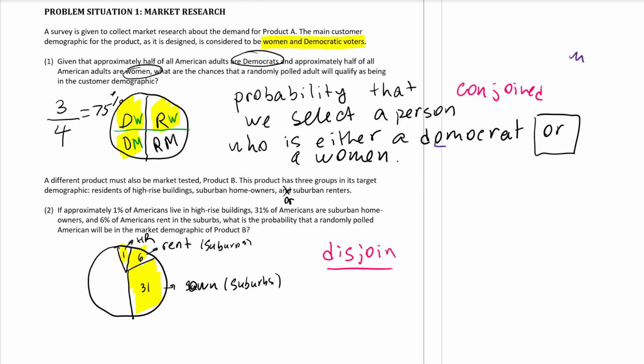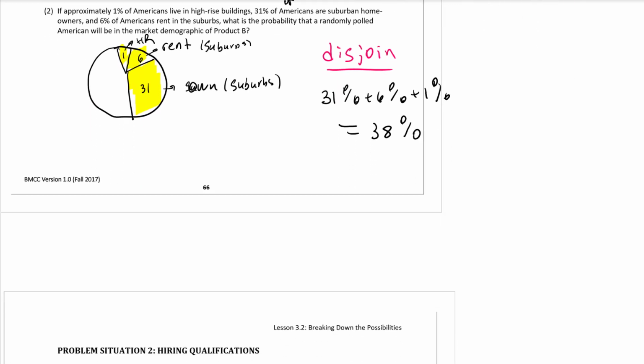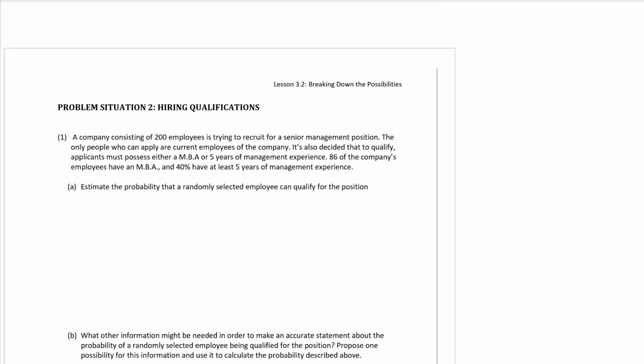When you have disjoint events and you just want to calculate the probability, you just simply take those percentages and add them together. So you got 31 plus 6 plus 1, and that gives us the probability of 38%. You just add all the groups. Okay, and that happens when you have events that are disjoint. Let's move on to the next question.